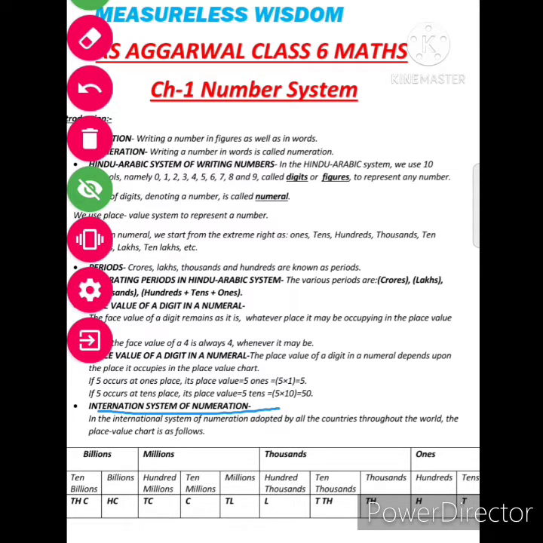So there will be no confusion between them, and you can differentiate easily. Now our topic is the international system of numeration. What is the international system of numeration? It means that it is used all over the world. It is not common, because the Hindu Arabic system is used only in a few countries, not every country. India is among those few countries.